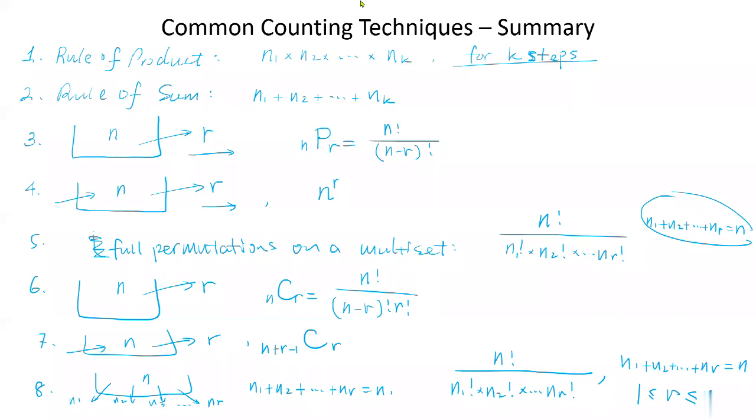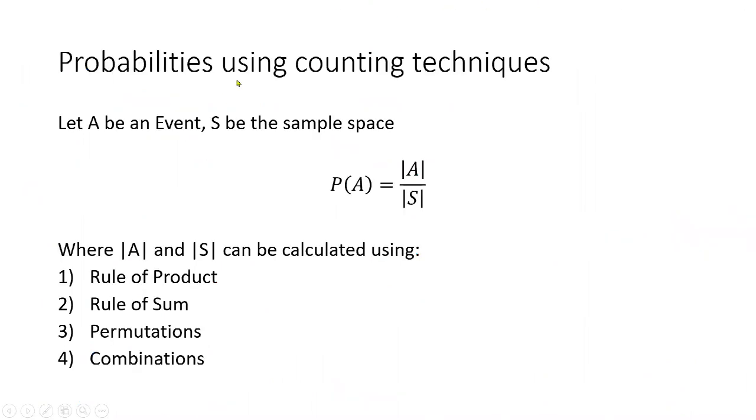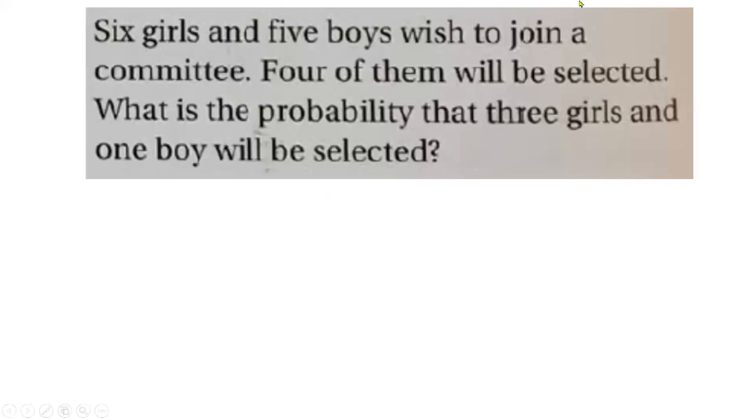Okay, next we're going to use these counting techniques to solve some probability problems. Note that for an event A, let A be an event and S be the sample space. The theoretical probability of event A is denoted by P(A), right? And P(A) equals the number of sample points in A divided by the number of sample points in the sample space. And we can use common counting techniques to calculate the numerator and denominator respectively, right? Okay, so now let's have a look at some concrete examples.